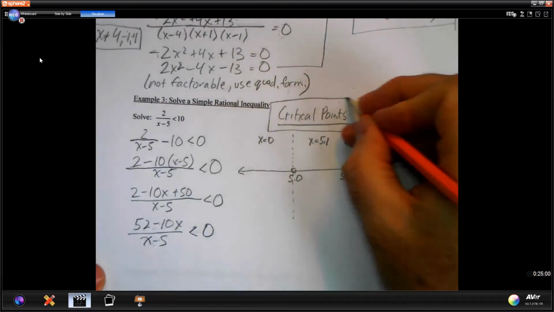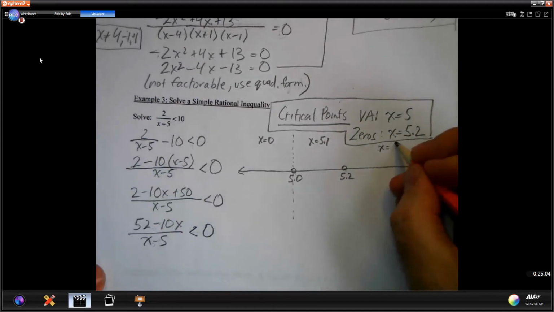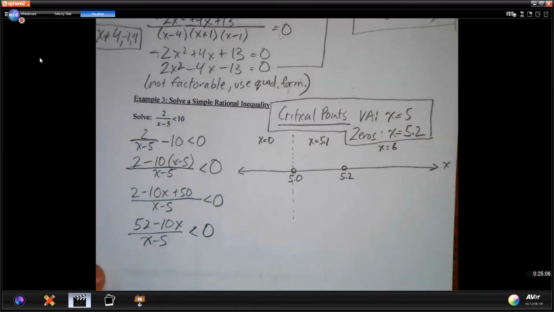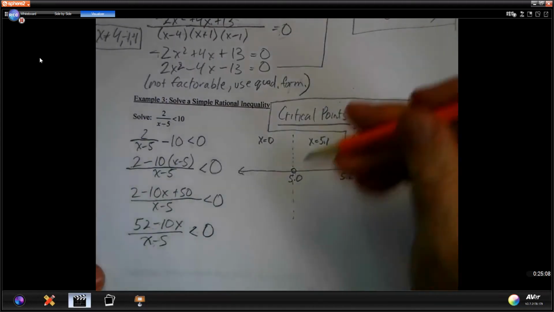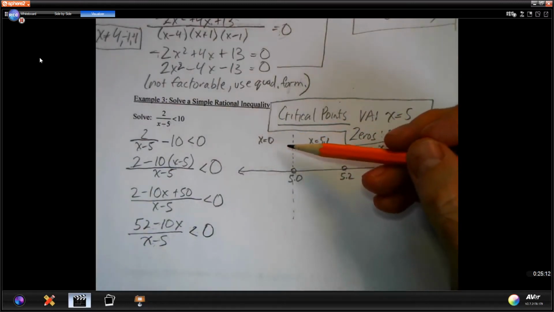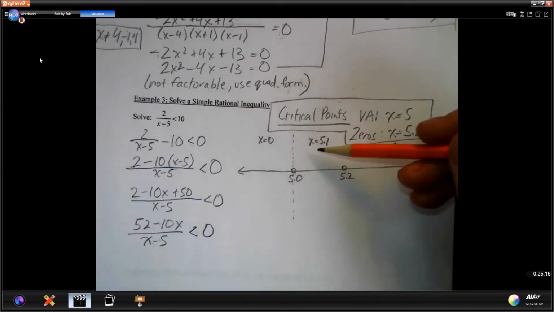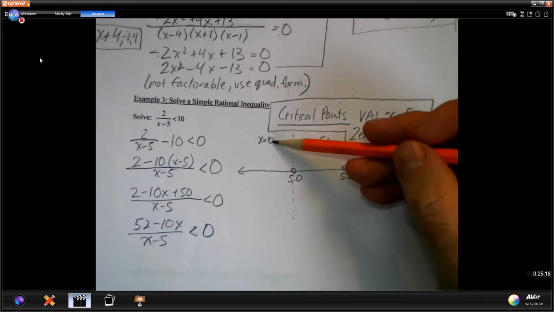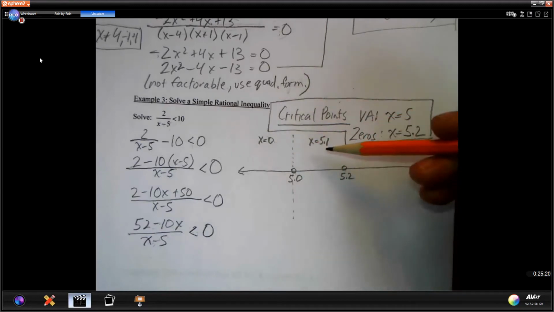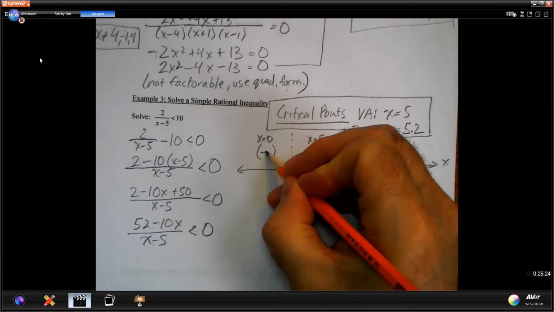And over here, let's make this a little more defined. This region would be something bigger than 5.2, so let's make it 6. Okay, so what I'm going to do now, I don't care about the actual number value for each of these test cases. What I do care about is the sign. Is it positive or negative when x equals 0, and so on? So all I care about is the sign.